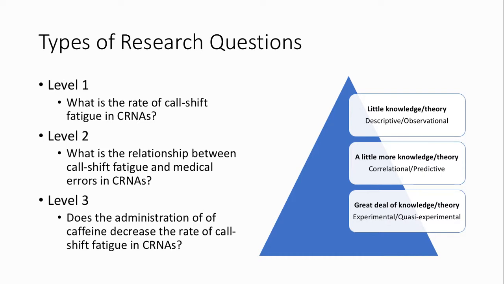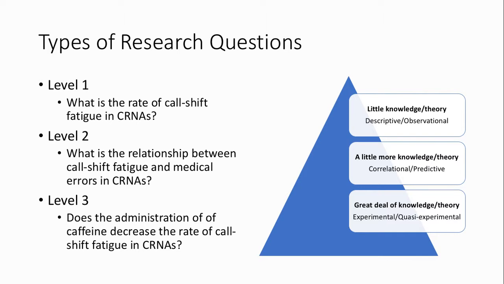And so really, when there's little knowledge or theory behind some phenomenon, we want to do descriptive, or sometimes we call these observational studies. A level 2 type question: we're getting a little bit more knowledge in theory. An example would be, what is the relationship between call shift fatigue and medical errors in CRNAs? Maybe we have that initial study and now we're looking at a higher level research design where we're starting to potentially look at relationships or making predictions.